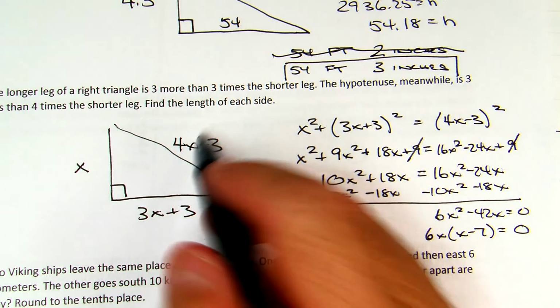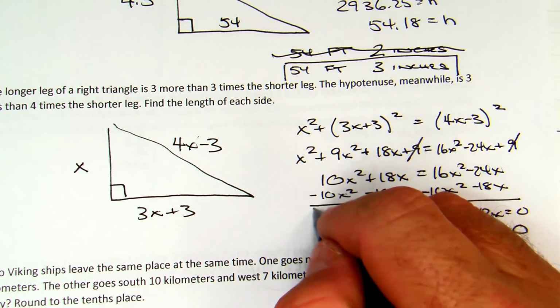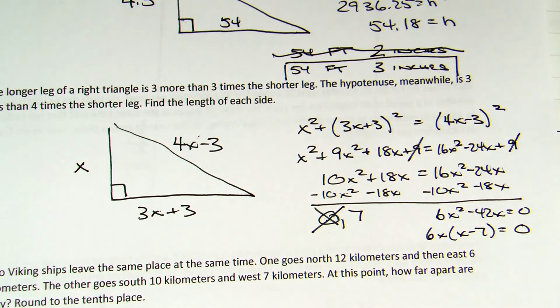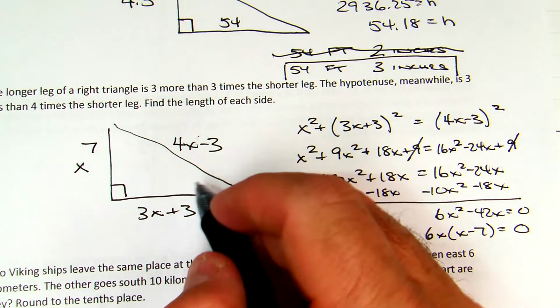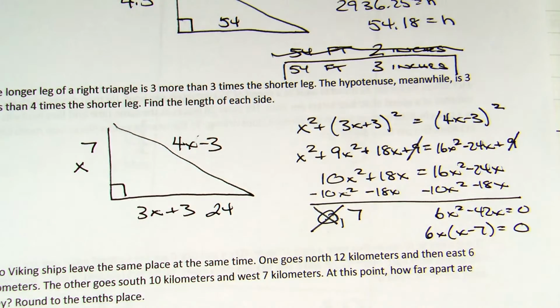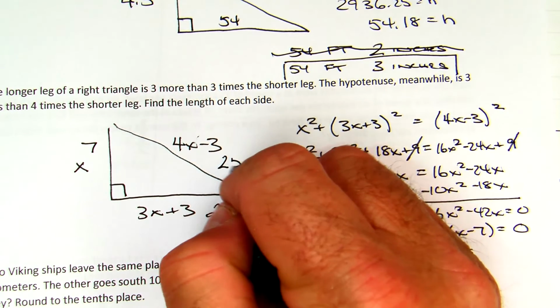When I plug 0 into the hypotenuse, I get negative 3. So that's our old friend, the extraneous solution. That leaves me with 7. That makes that one 7, this one 24, and this one 25.